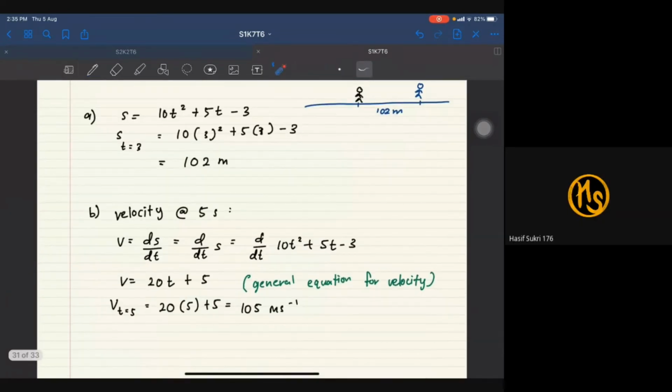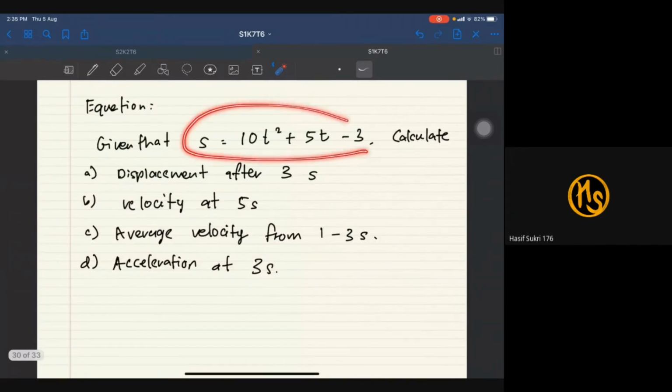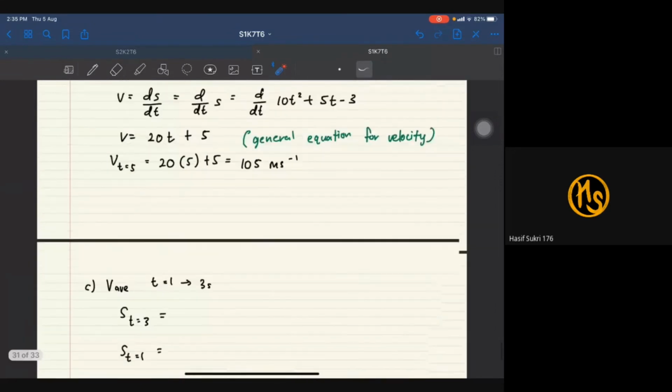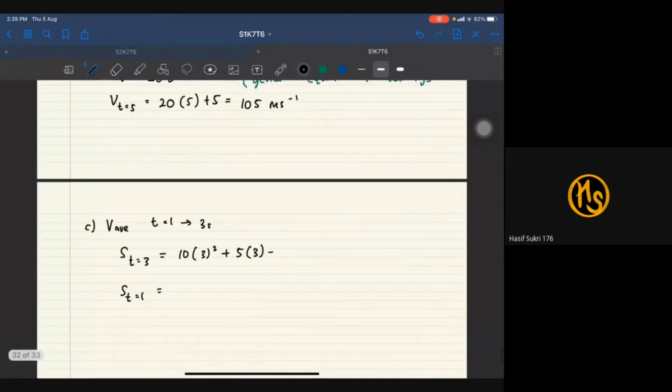Okay, kamu jangan confuse jangan terambil yang ni pula. Kalau ini adalah equation velocity. So we go upwards. So this one kat atas tadi lah. This, kita pergi balik kat sini. Ini adalah equation for displacement. Kita masukkan nilai-nilai tersebut. So it becomes 10 3 square plus 5 3 minus, saya lupa, 3.